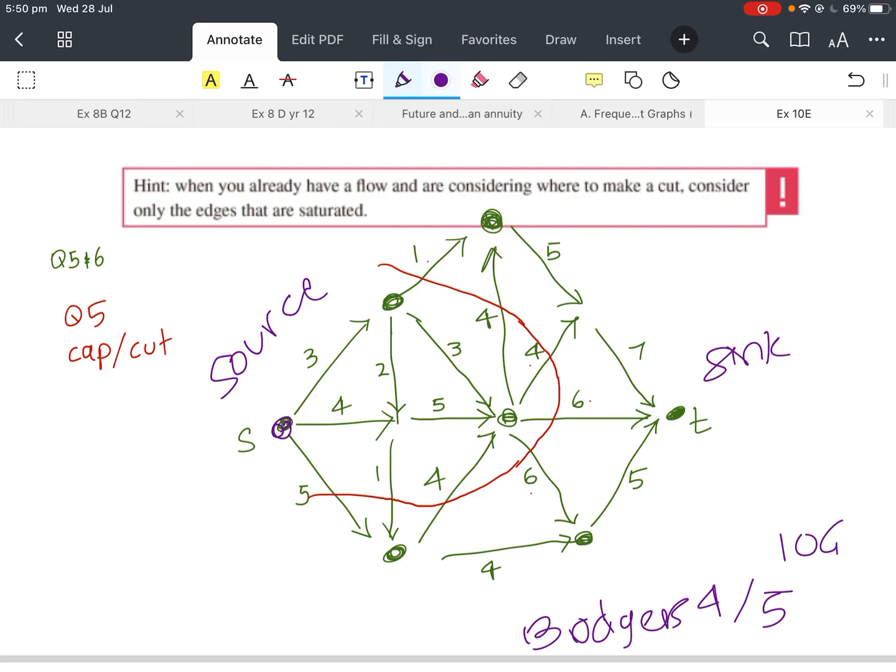Okay, so I don't want this 3 here. I don't want that one. Okay, don't include that one. I'll do a different colour. I'll do it in red. So I'm going to include this one here.